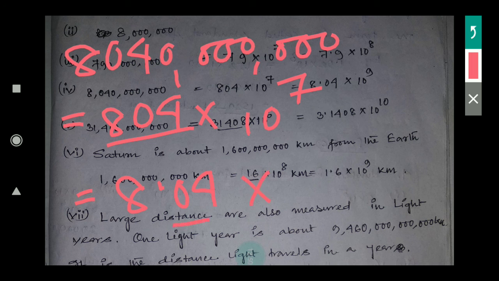So now how many decimal places did I shift? 2 decimal places. So 7 plus 2. So it will be 8.04 into 10 power 9. Okay.